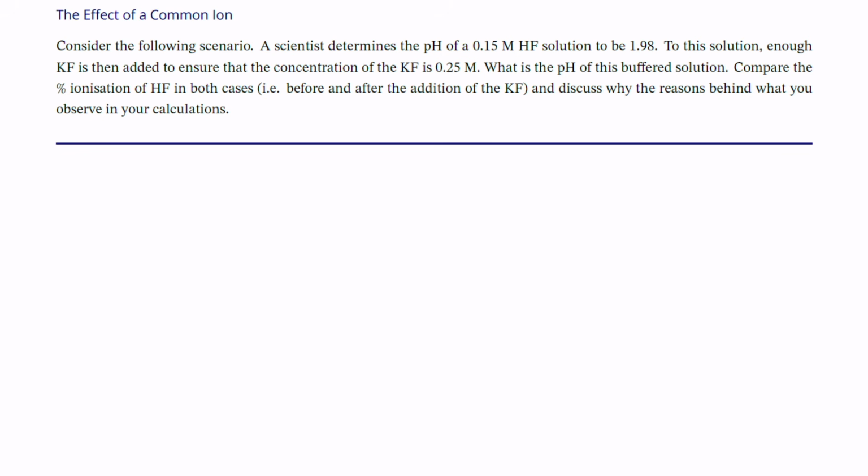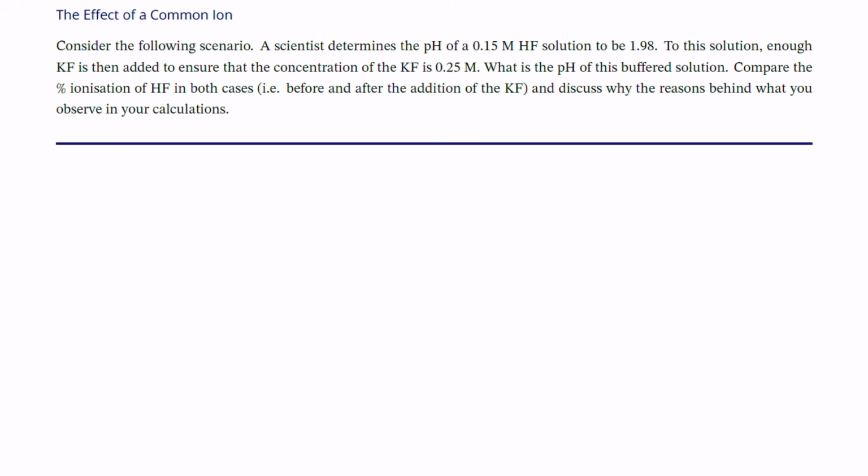And then to that solution of HF, we are told that they add enough KF to ensure that the concentration of the KF is 0.25 molar. We then ask, what is the pH of this buffered solution? We also need to compare the percentage ionization of the HF acid in both cases, in other words, before and after the addition of the KF, and discuss the reasons behind what we observe in the calculations.